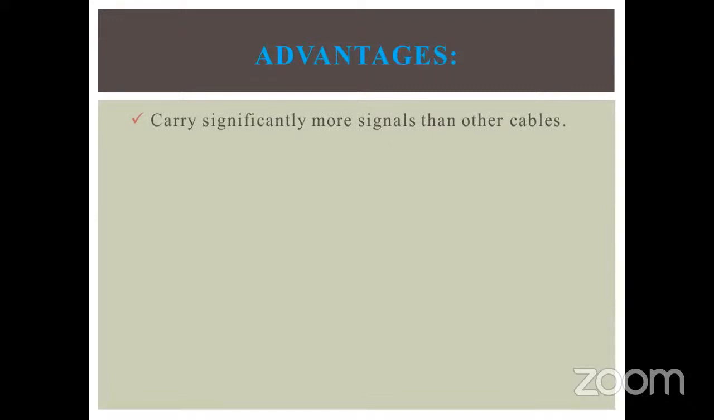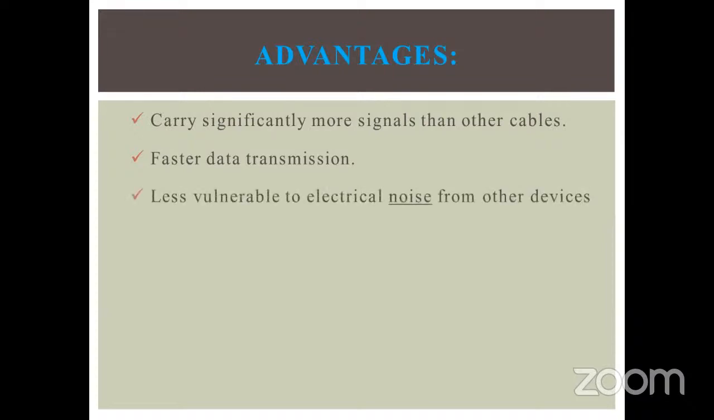So the advantages, I talked of some, and here we have more signals. These optic fiber cables carry a lot of signals. And if you look at the transmission, data transmission is very fast when you're using optic fiber cables, and they are less vulnerable to electrical noise from other devices. That's the interferences. It is very hard to get interferences when you're using fiber optic cables. Then the other part is security: you'll be assured of security as you're using these cables. So the signals will be safe.